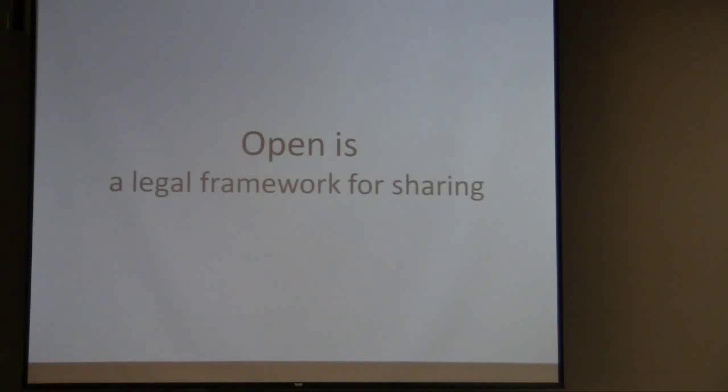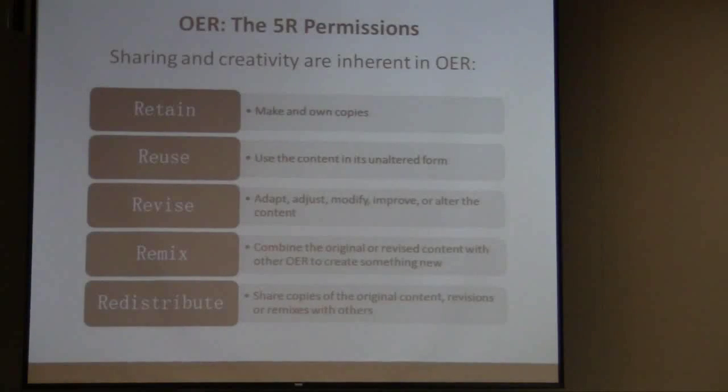So what open really is, is a legal framework for sharing. It's this idea of these permissions, what we call the five R's. The ability to retain, the ability to keep a copy of the materials so that your students at the end of the quarter can hold on to that copy of the materials. They can own it. They can have a copy on their flash drive. The ability to reuse materials, the ability to take the materials and reuse them in their existing form. The ability to revise materials. You don't like that definition, you can go in and change the definition. You don't like that example, you can go change the example. It's the ability to revise materials. Again, this is not something that you can do with just some free stuff out on the internet. It's still copyrighted. You're not allowed to do this. Open says you are allowed to do this. That's what open licensing allows.